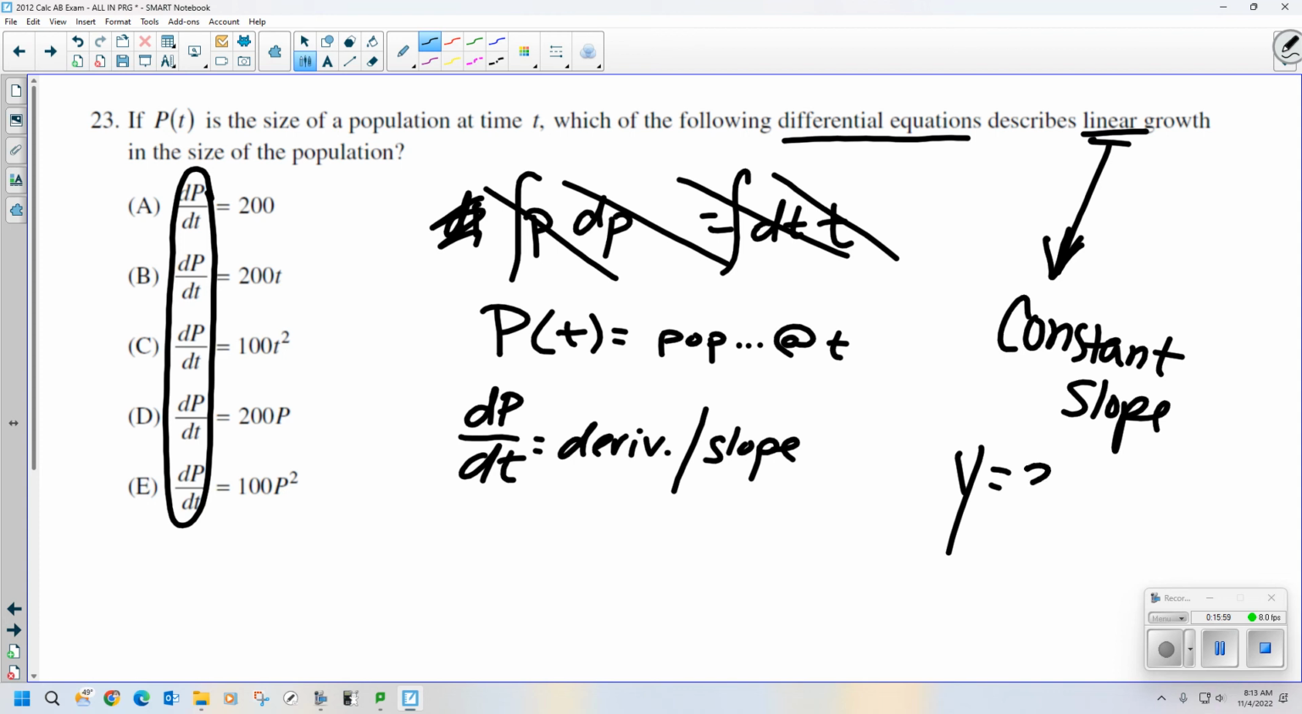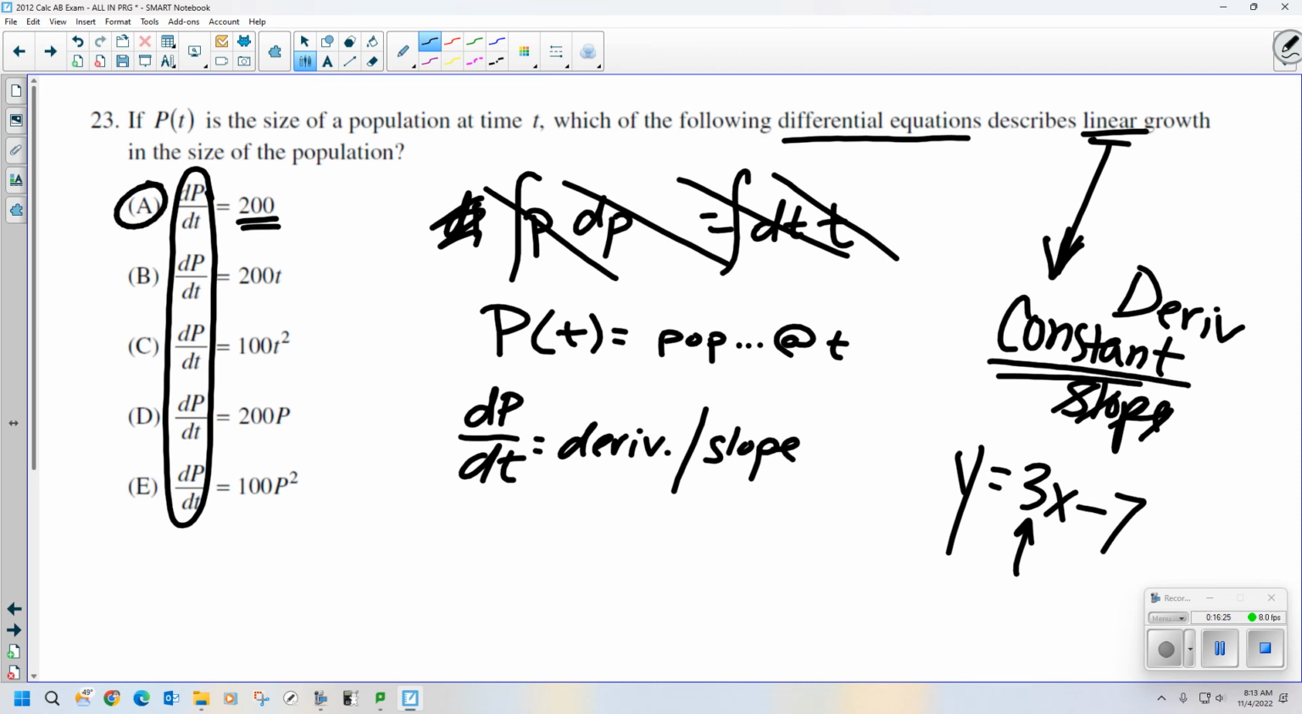Y equals 3x minus 7. That slope is 3 no matter where you are. It doesn't change. It is a constant. If we have a constant slope, that means our derivative should be a constant. And there is only one choice on this whole problem that has a constant by itself as the derivative, or the slope, and that's choice A.